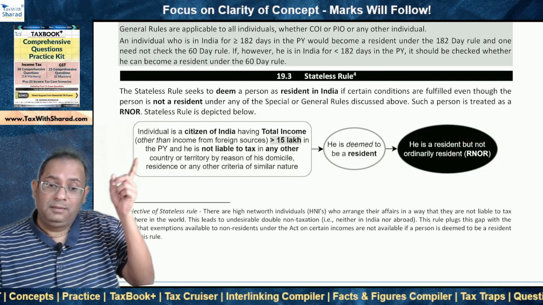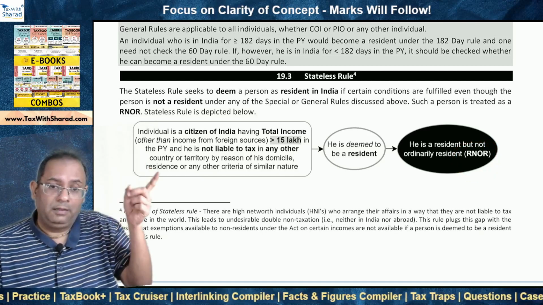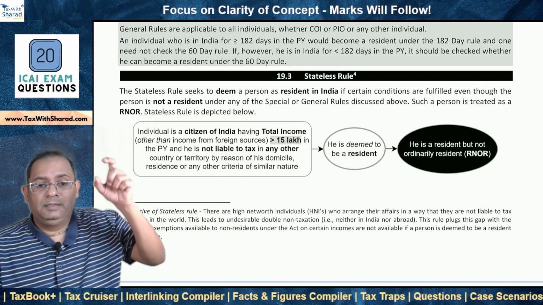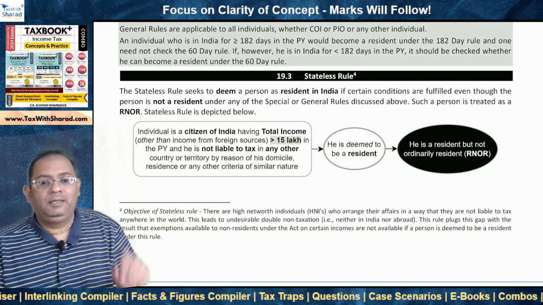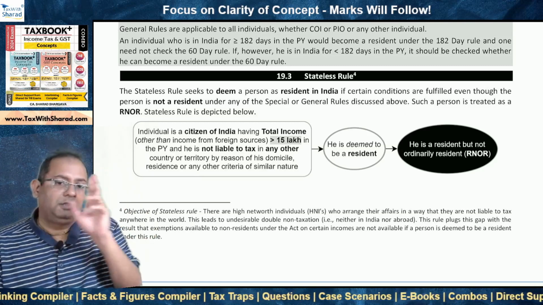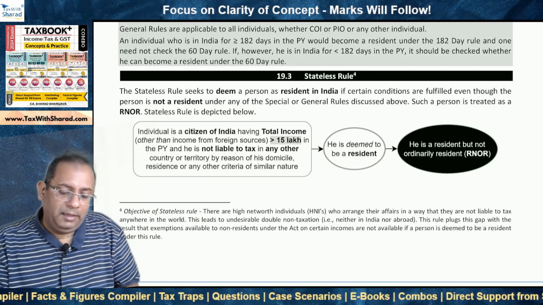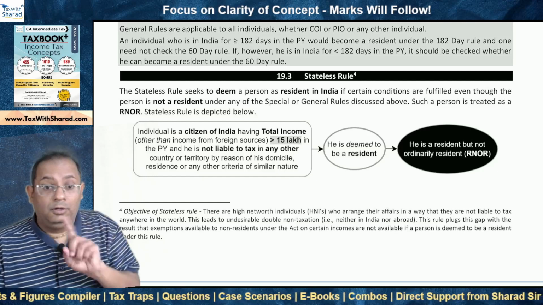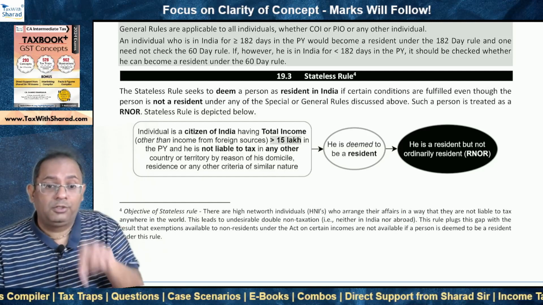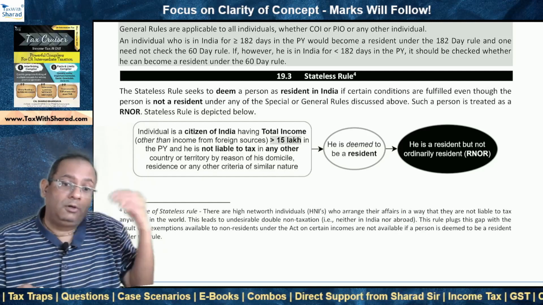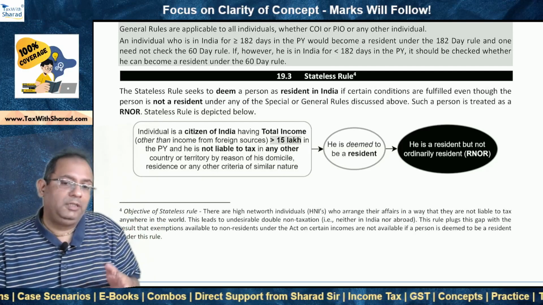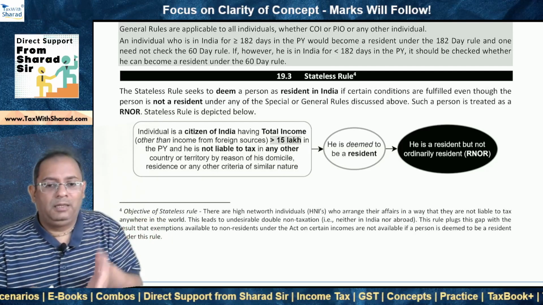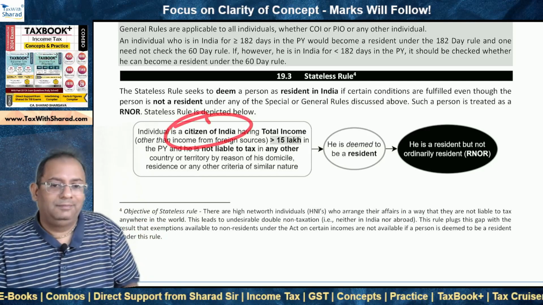Same formula as visit and income rule. Under the visit and income rule, we saw the person will be treated as a resident and then a RNOR, not a ROR. Same with the stateless rule. But what are the conditions for stateless rules to apply? The individual should be a citizen of India, not a PIO. PIO is not covered. So a person who is not a citizen of India but a PIO will not be covered. A person who is a citizen of India as well as a PIO will be covered because the person is a citizen of India, right?